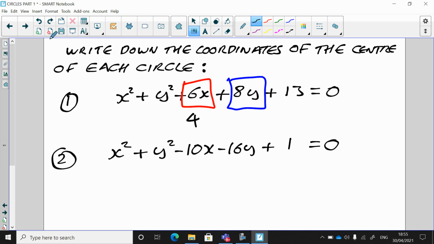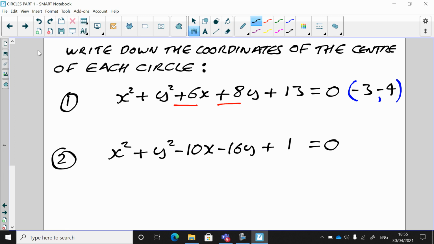oh, half of 6 isn't 4. Right, so that's not right. So we're going to half the numbers and change the sign. That's how we get the centre. Yep. Half the numbers and change the sign. There you go. Next one.